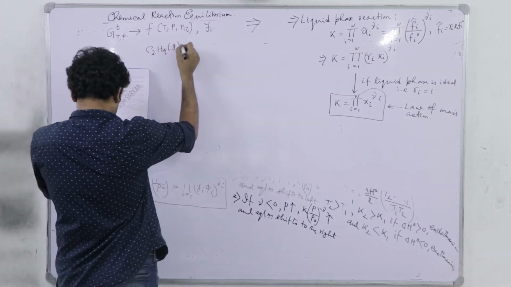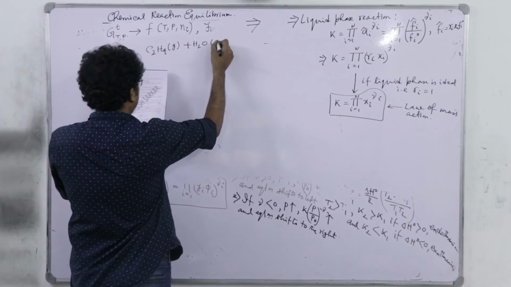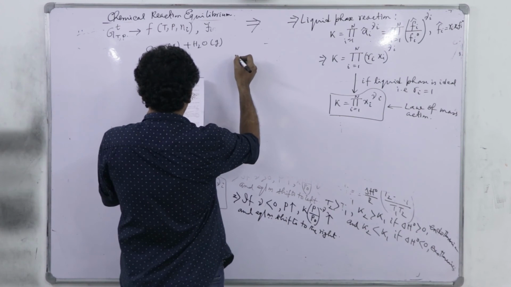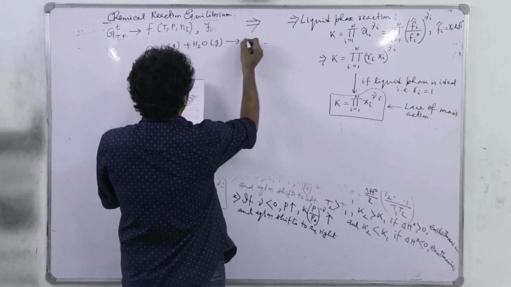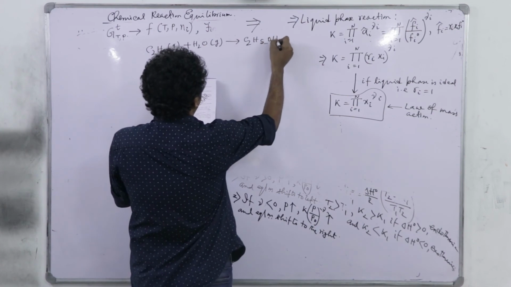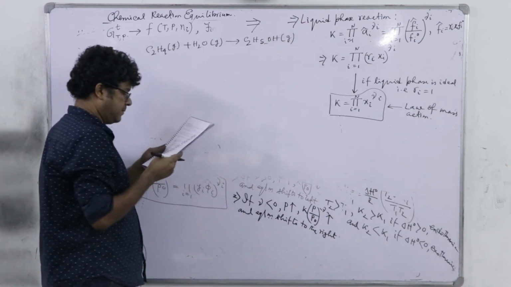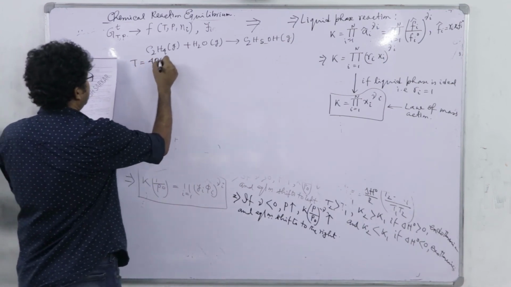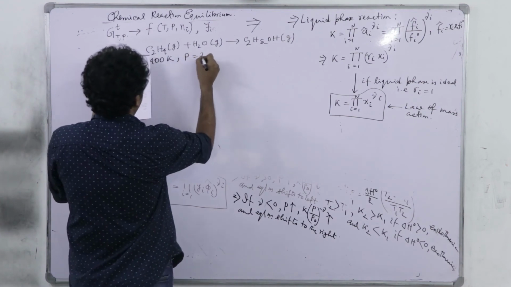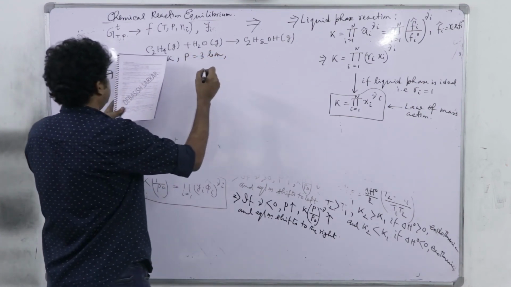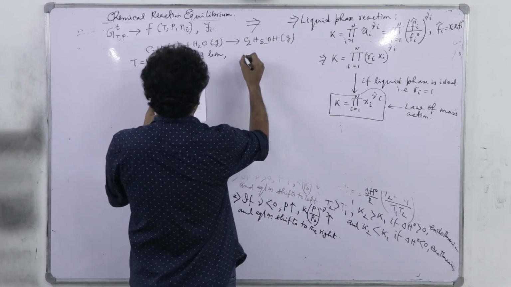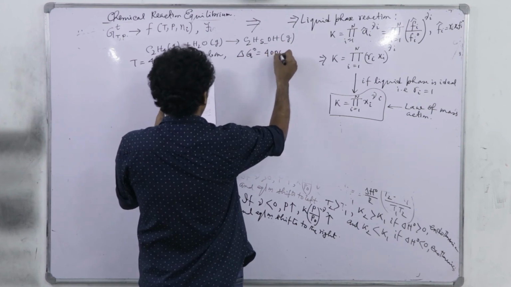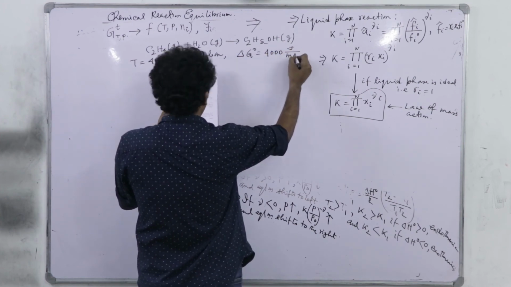C2H4 gas phase plus H2O gas phase, vapor phase hydration of C2H4 to ethanol, C2H5OH, that's also gas. So it's a gas phase reaction. It attains equilibrium at 400 Kelvin and 3 bar pressure. The standard Gibbs energy change of the reaction at this condition, that is del G naught, is 4000 joule per mole.